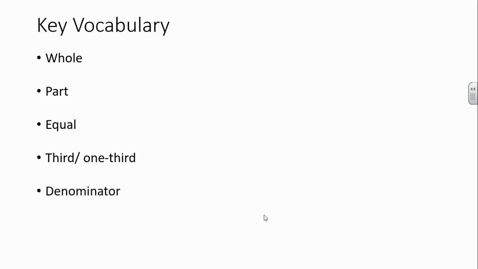Please repeat it after me. Whole, part, equal, third or 1/3, denominator, numerator.